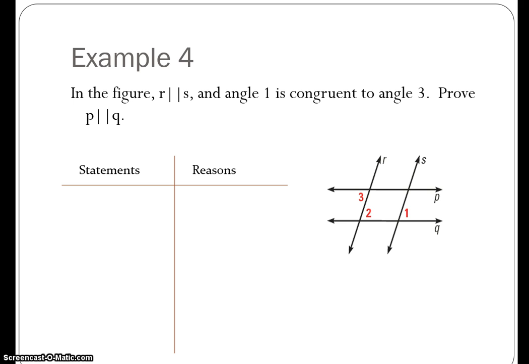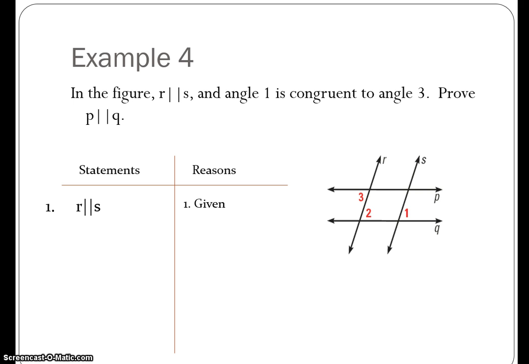And I know that angle 1 is congruent to angle 3. So this angle here, angle 1, is congruent to angle 3. I'm trying to prove that these two lines here next to each other are parallel. So really, to show that these two guys are parallel, I need to show a relationship between angle 1 and 2. So let us start out with the given.